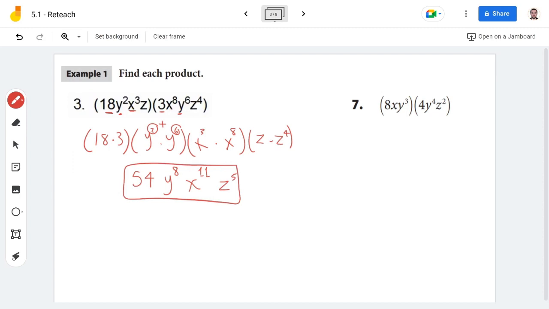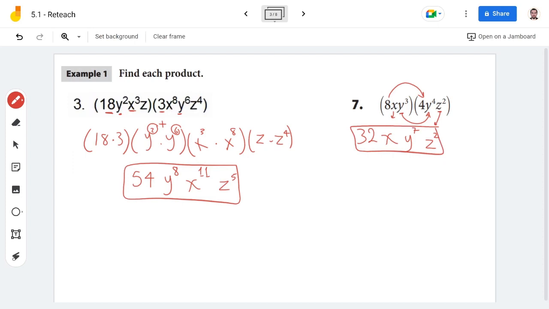One more example. Let's make it fast. 8 times 4 is equal to 32. Do we have x? No, we have no x. If we have no variable on both sides, we just keep it. Then we have y times y to the power of 4, which gives you y to the power of 7, right? Do we have z on the other side? No, so just keep the z, z to the power of 2. That's how we can find the answer.